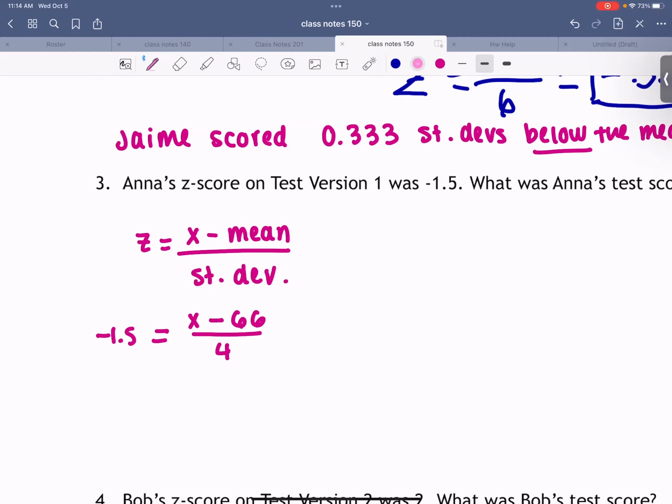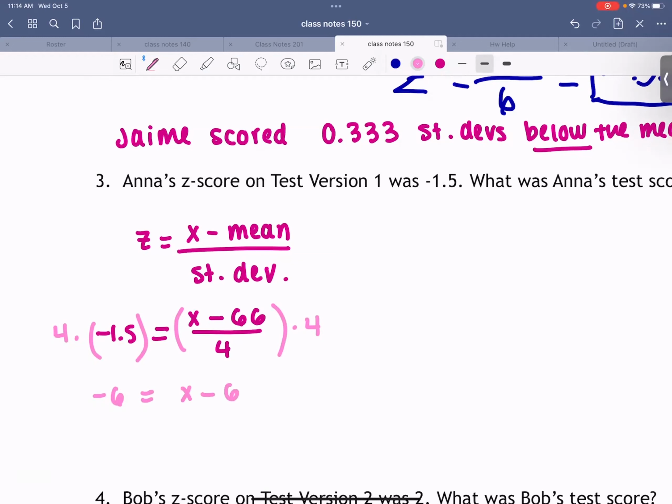What should I do first to isolate x? Good. We have to multiply first. I know there's a minus 66, but the biggest thing over here is the division, right? And to undo division, we need to multiply. So I can multiply by 4 on both sides. On the left-hand side, I get negative 6. And on the right-hand side, the 4's cancel out and I have x minus 66.